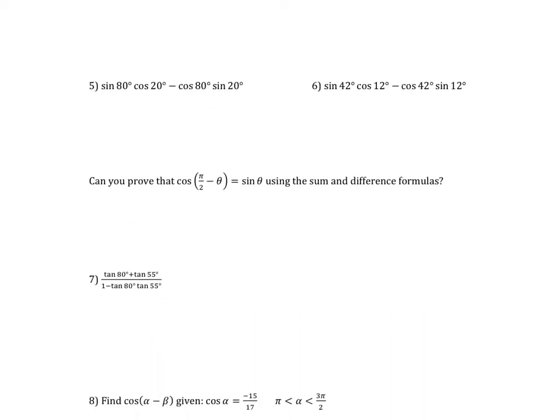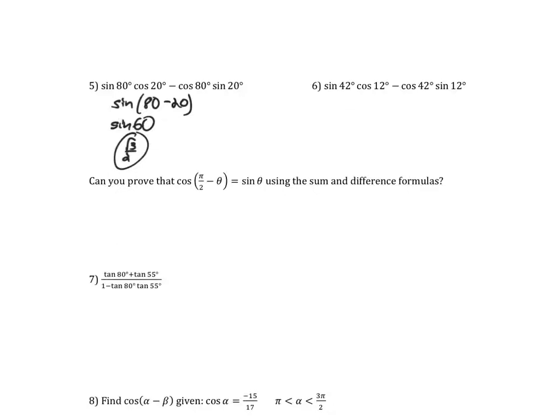You can also see it in reverse if we take a look at number 5. Sine of 80 times cosine of 20 minus cosine of 80 sine of 20. We don't know any of those off the top of our head, but you might recognize that's really just the sine difference formula. That is really the same thing as sine of 80 minus 20, which is sine of 60. And I know sine of 60 is equal to root 3 over 2.